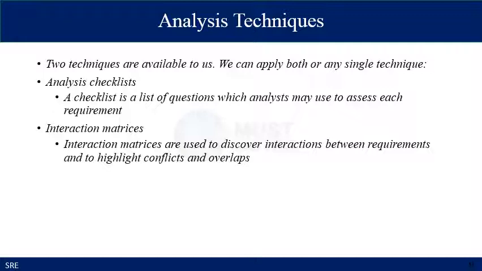There are several techniques used for analysis of the requirements, and two techniques which are most commonly used are available to us, and we can apply both or either one of them. The first is the simplest technique, which uses checklists for the analysis, and a checklist is a list of questions which analysts may use to assess each requirement. The second technique is slightly more complex and involves an interaction matrix. Interaction matrices are used to discover interactions between requirements and to highlight conflicts and overlaps.